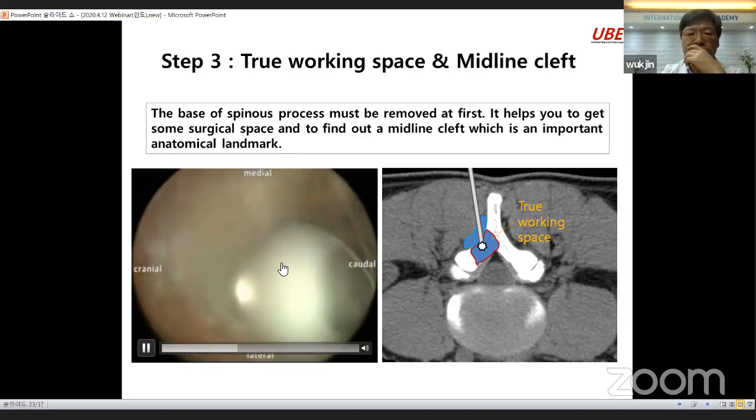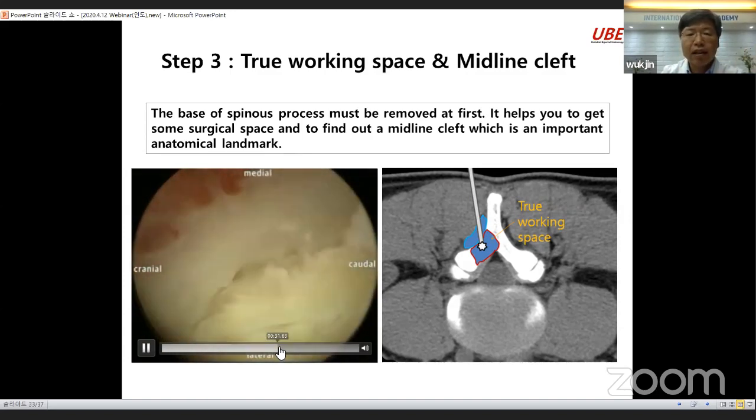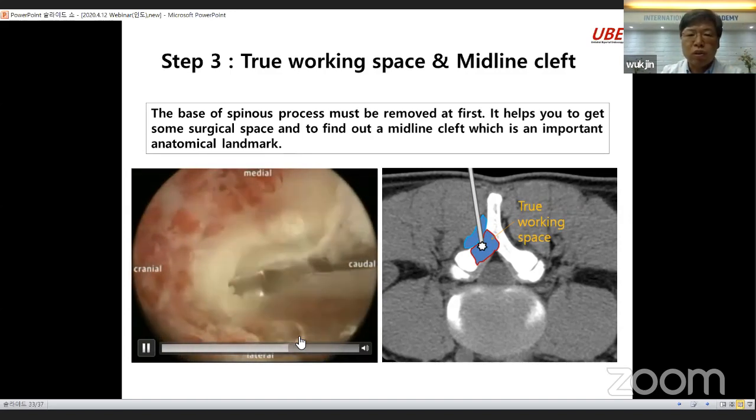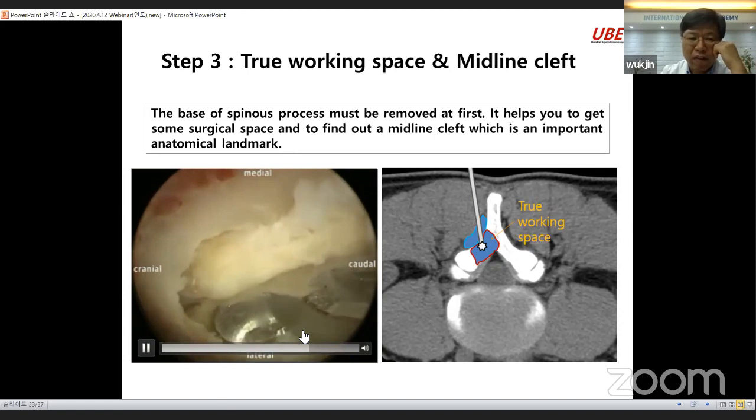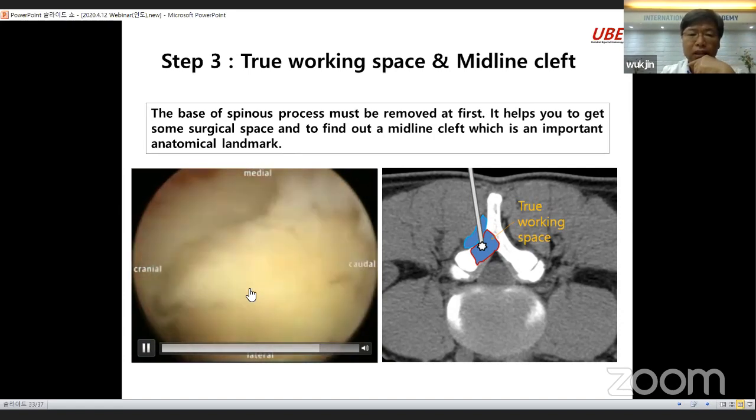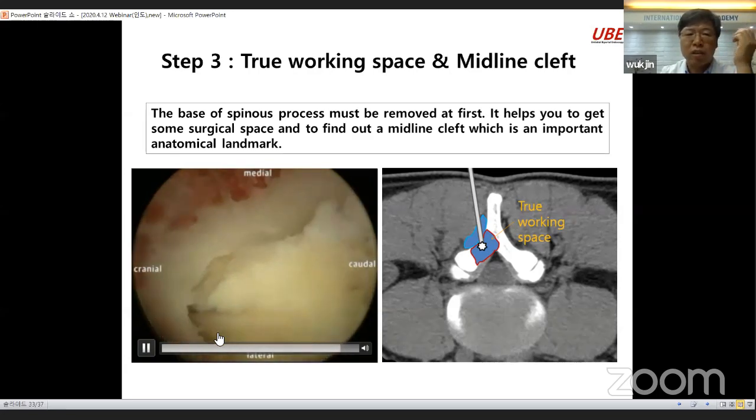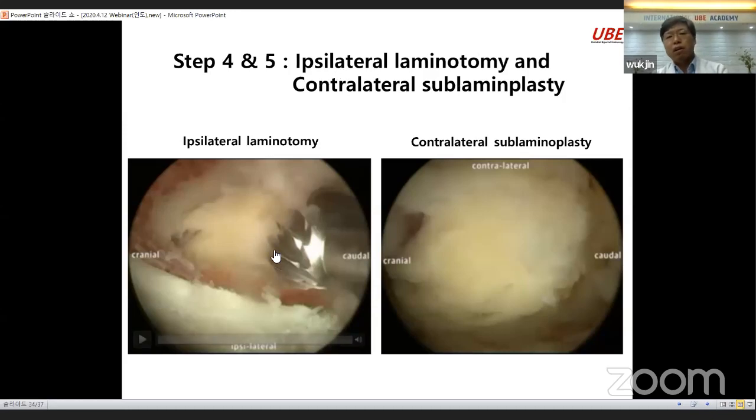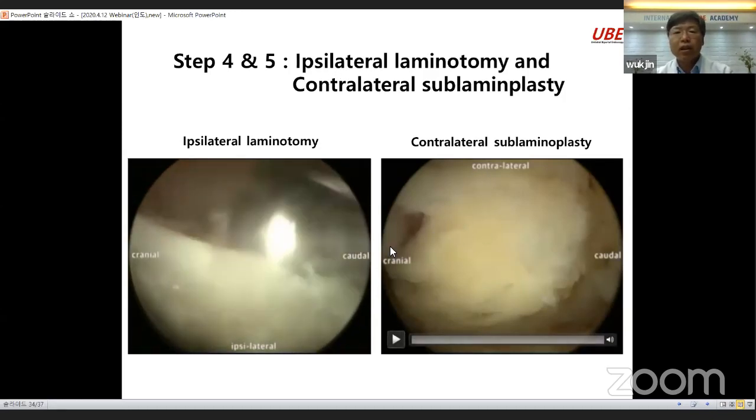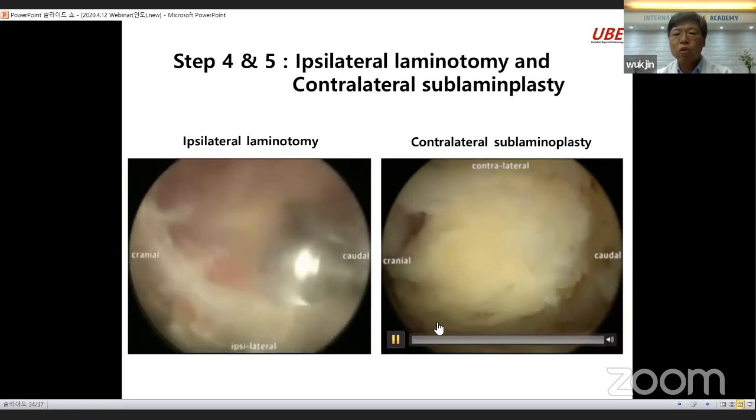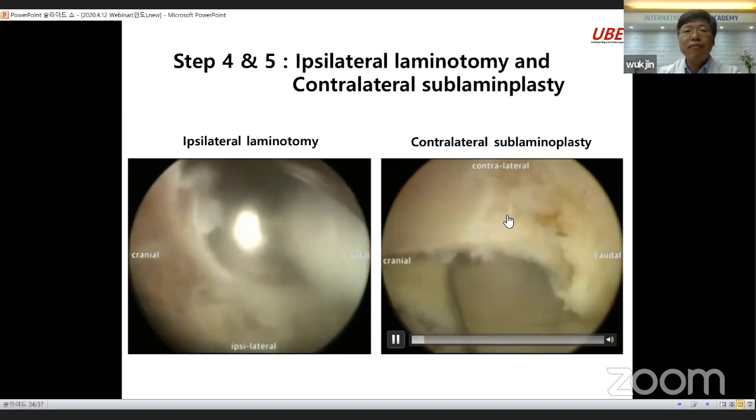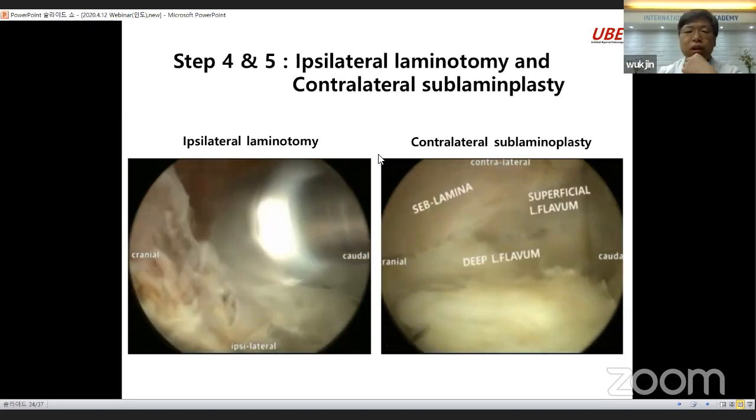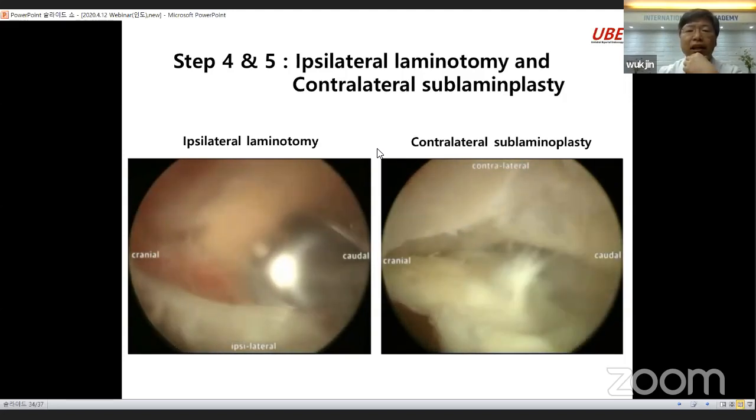After that, you must drill toward the cranial side. This is a very small area, so sometimes you miss the orientation. So you must first check the midline cleft. You can see the midline cleft here. After finding the midline cleft, ipsilateral laminotomy, flavectomy, contralateral sublaminar plasty. This procedure is simple and the same as other techniques.